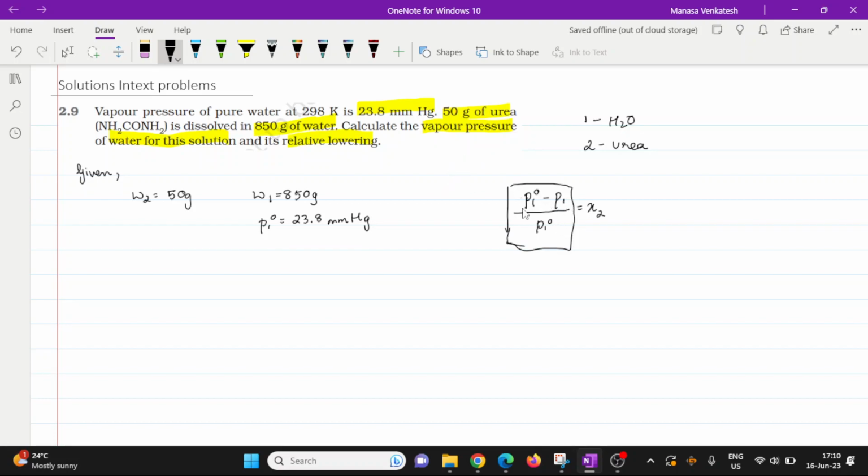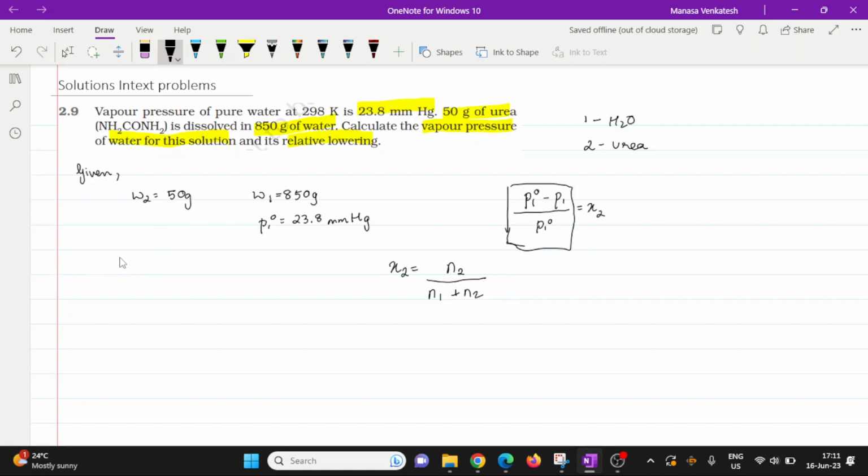When you saw this question, you might have wondered, oh wait, we need to do the calculation for the vapor pressure of water first. But to do that, you actually need to calculate the mole fraction, and that in turn is equal to the relative lowering of vapor pressure. And using this equation, we can calculate the value of P1, or the vapor pressure of water for this solution. So let's start with mole fraction. X2 will be equal to the number of moles of 2 divided by the number of moles of 1 plus number of moles of 2.